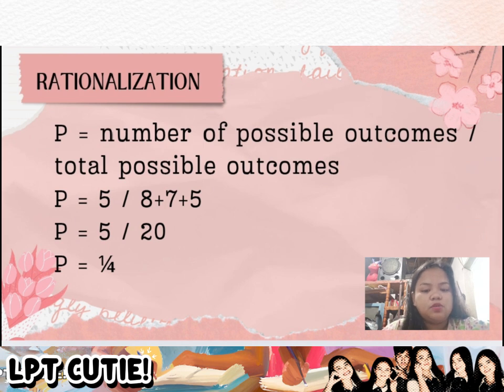Not yet, because we are going to reduce this into the simplest form. 5 divided by 5, we have 1, and 20 divided by 5, we have 4. So P is equal to 1 over 4. So the correct answer of number 20 is letter C, 1/4.